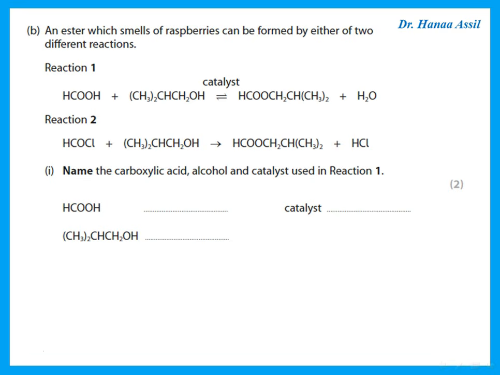An ester which smells of raspberries can be formed by either of two different reactions. Name the carboxylic acid, alcohol, and catalyst used in reaction 1. Now, what is HCOOH? That is, of course, methanoic acid. What is (CH3)2CHCH2OH? This alcohol is, if you draw it out, 2-methylpropan-1-ol. Now, what is the catalyst for esterification reactions? You should realize it's concentrated sulfuric acid.